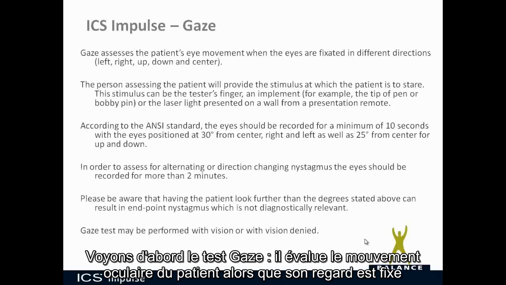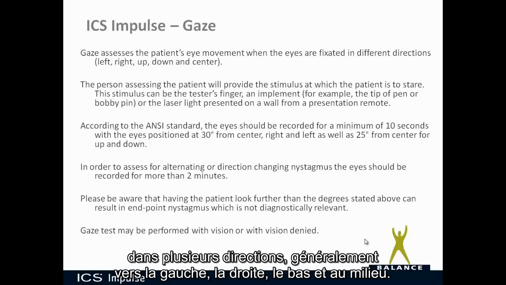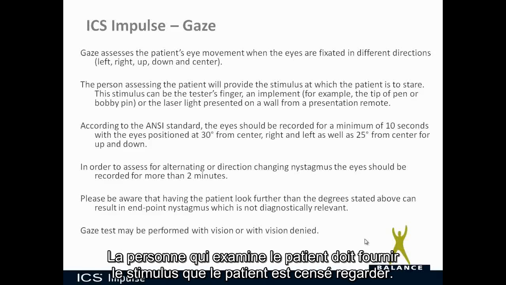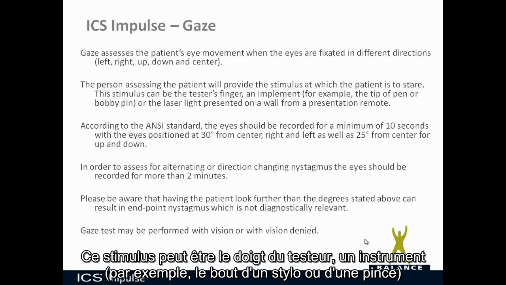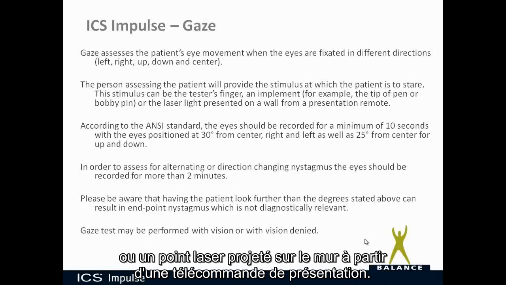First, let's talk about gaze. So gaze assesses the patient's eye movement when the eyes are fixated in different directions, typically left, right, up, down, and center. The person assessing the patient will provide the stimulus at which the patient is to stare. So the stimulus can be the tester's finger, an implement such as the tip of a pen or a bobby pin, or a laser light presented on the wall from a presentation remote.